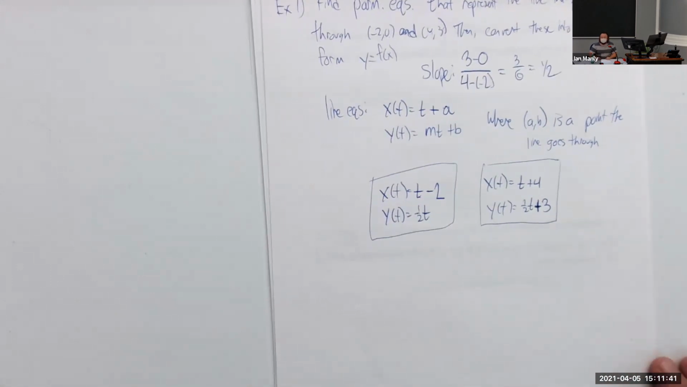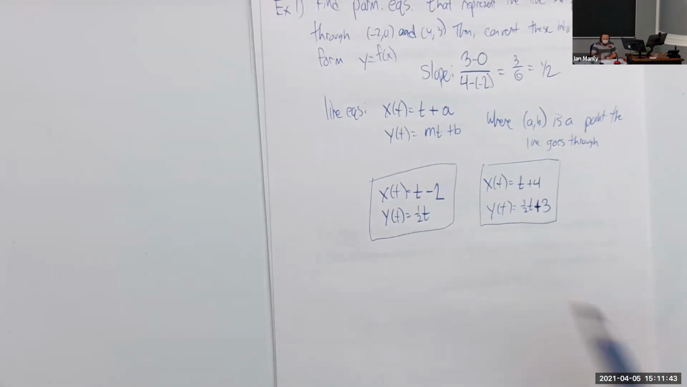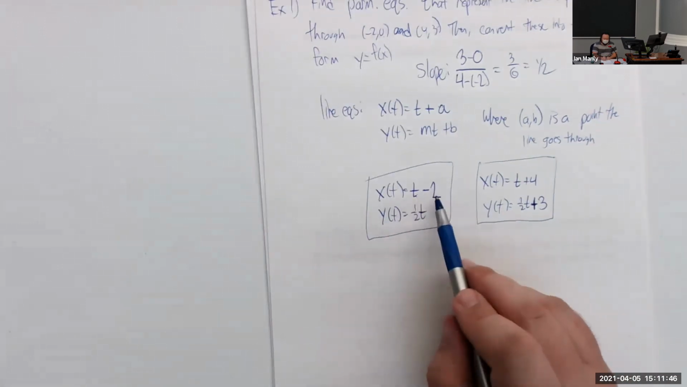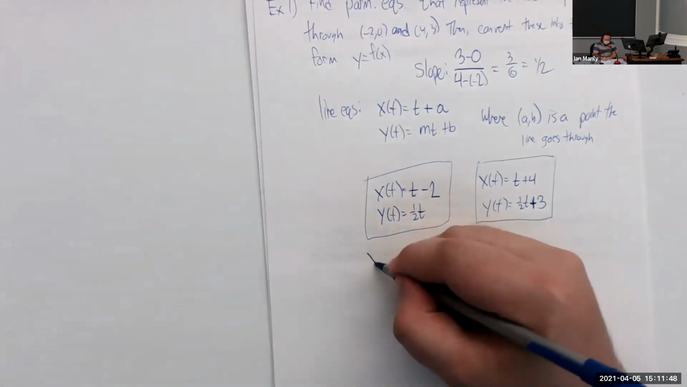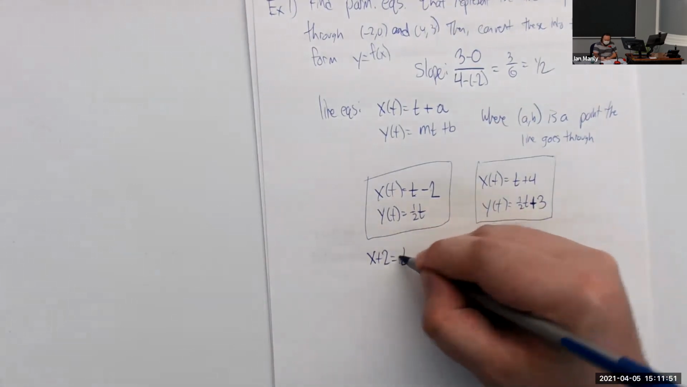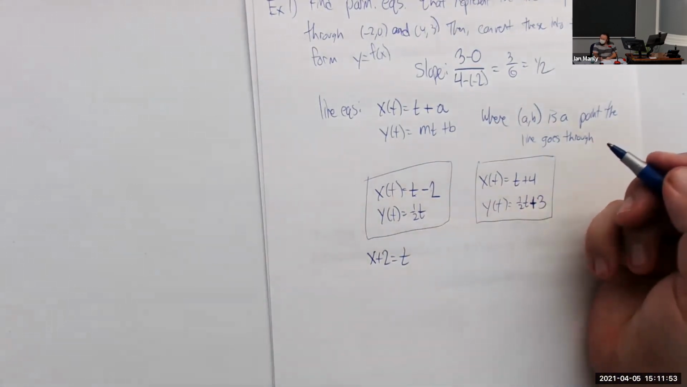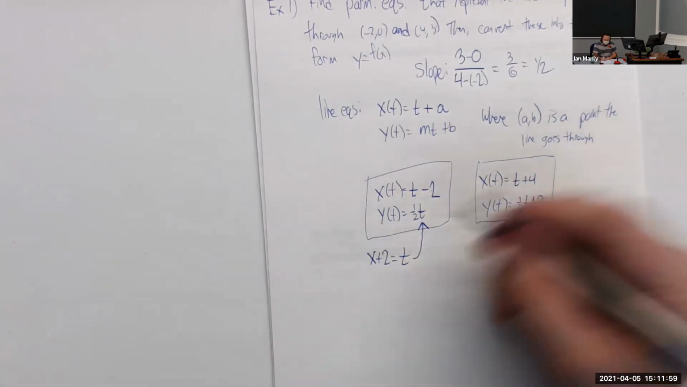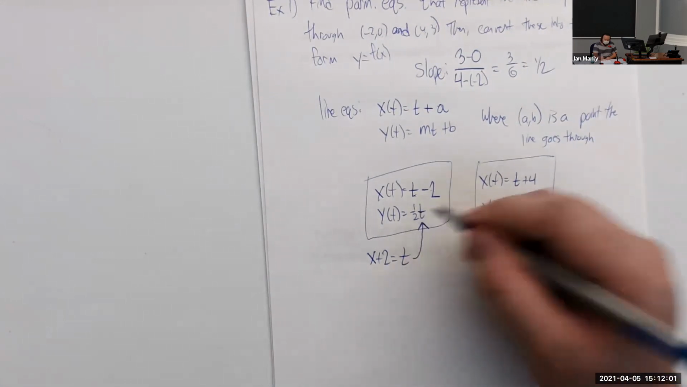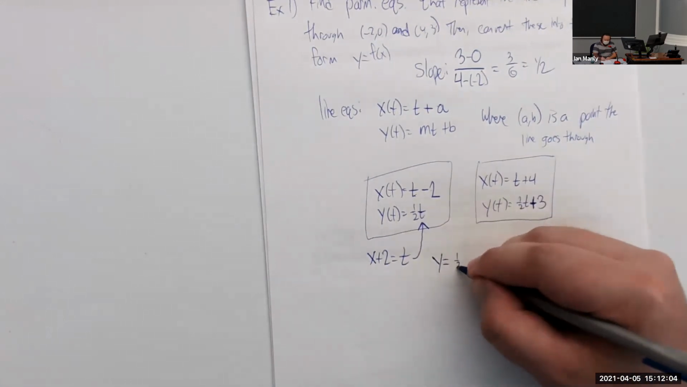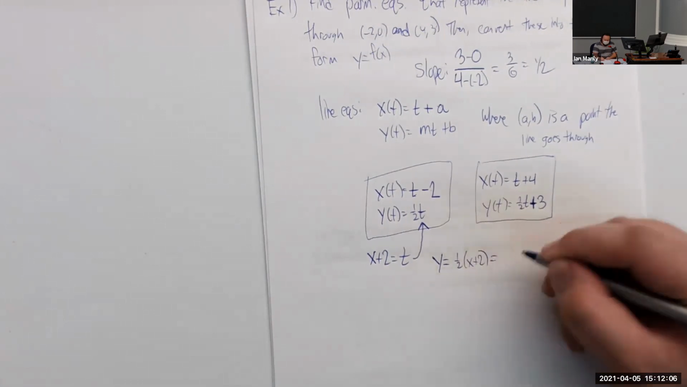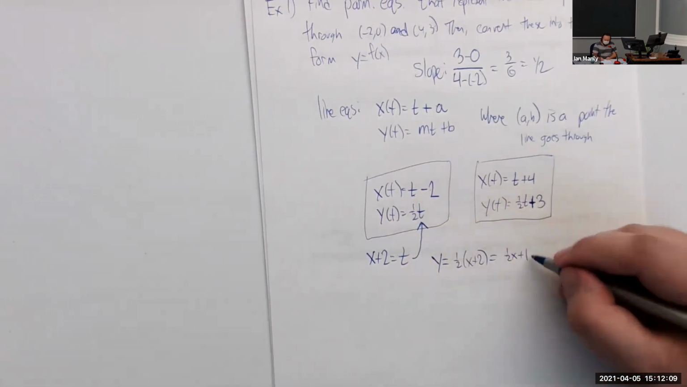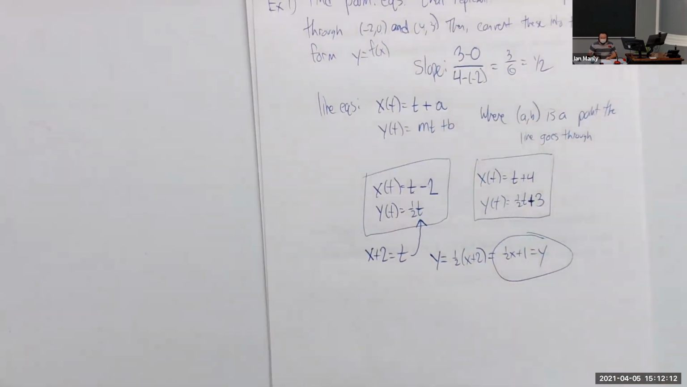Now let's convert this into our normal x and y. How do we do that? Well, I'm going to maybe start with these. I'm going to add 2 over here. So x plus 2 is t. And then I'm going to plug this t into here. So this gives me that y is 1/2 times x plus 2, or 1/2 x plus 1. So this is going to be my normal line equation in terms of Cartesian coordinates without having a parameter right here.